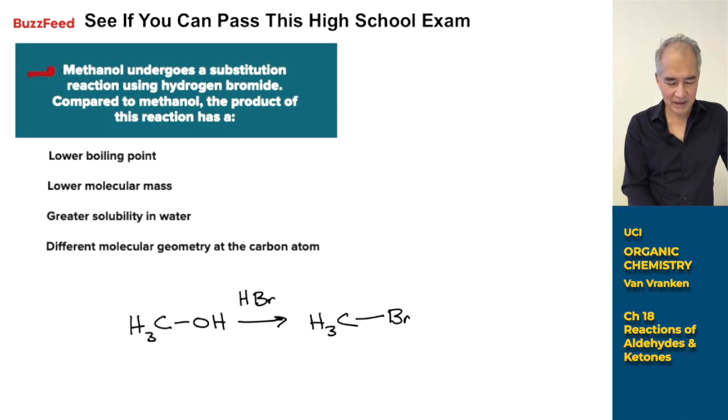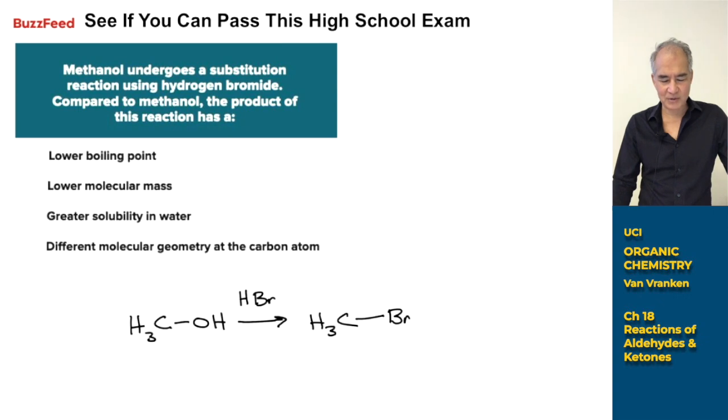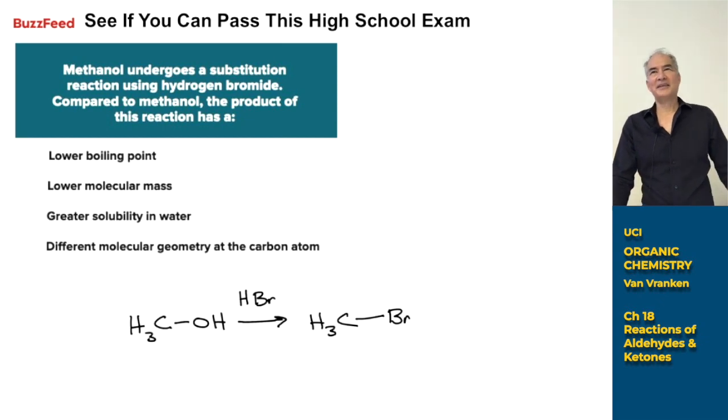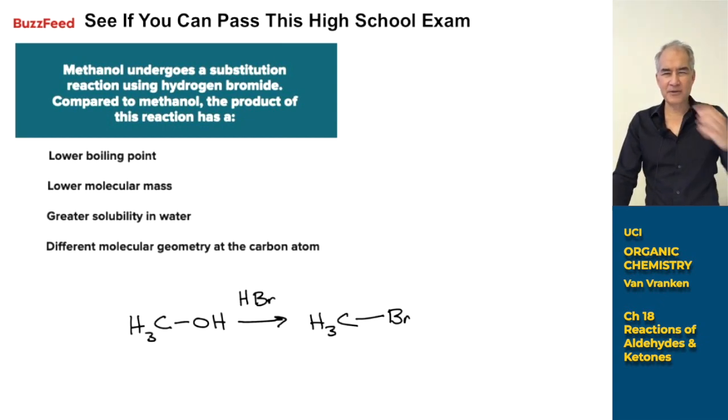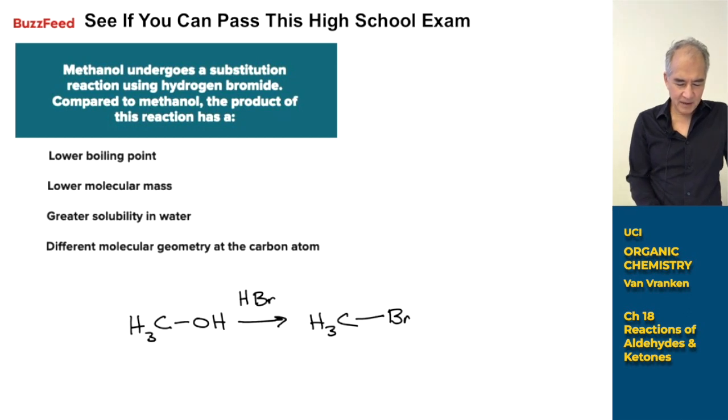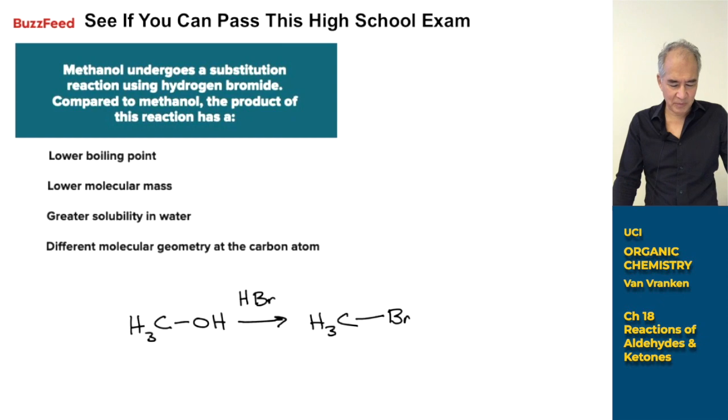The question tells you methanol undergoes a substitution reaction using hydrogen bromide. Compared to methanol, the product of the reaction has... and then you're supposed to know the product of the reaction in high school. Somehow, I don't know if you actually covered this in high school. What is the product of methanol plus HBr? And I don't know how much you went into the details of molecular properties. You have to know that when you substitute methanol with HBr, you get a bromo group where the hydroxy group is.